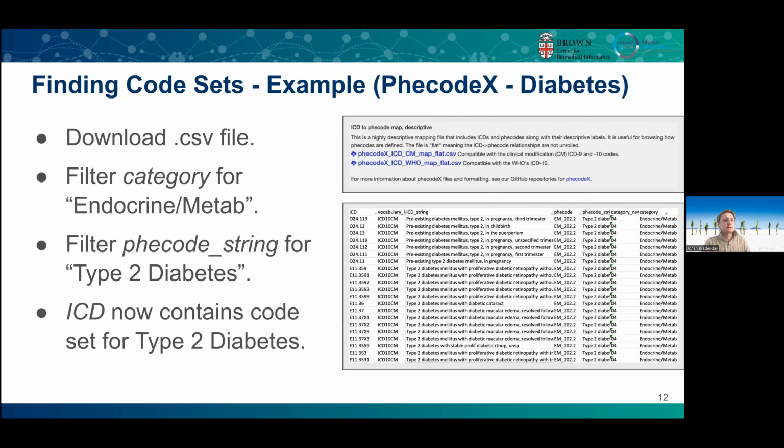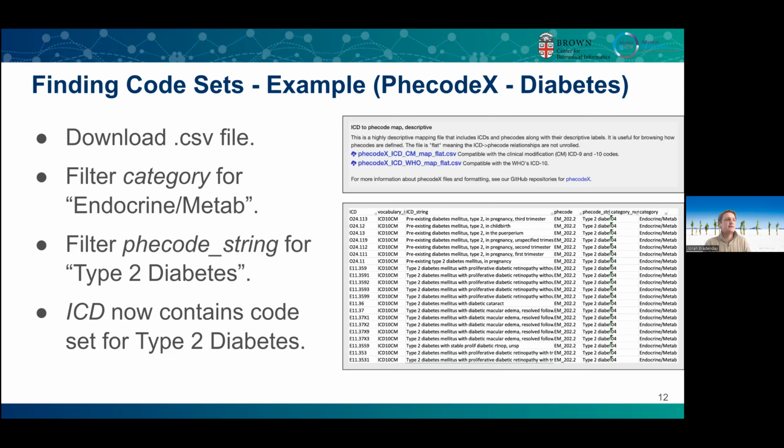So if you're using PheCodeX to find a list of type 2 diabetes ICD codes, you're going to start by going to the PheCodeX website and downloading the CSV file, PheCodeX ICD CM map flat. And then you open that file in the spreadsheet software of your choice. And working from right to left, you're going to apply filters until the ICD column contains a list of codes that you're happy with. So first of all, type 2 diabetes, that's a form of diabetes, which is a metabolic endocrine disorder. So in the category column on the far right, I filtered for the value endocrine metab.